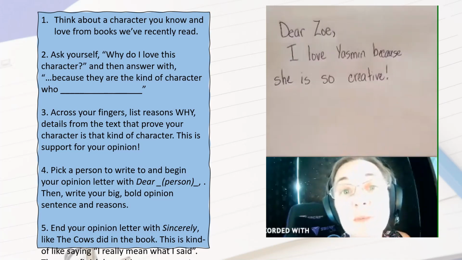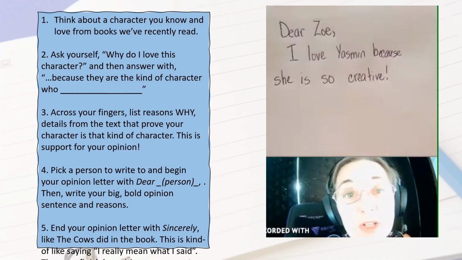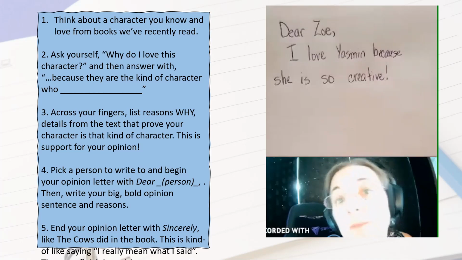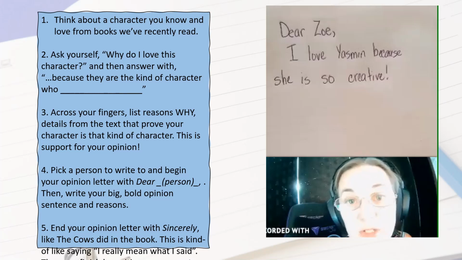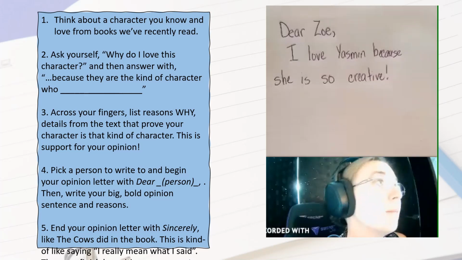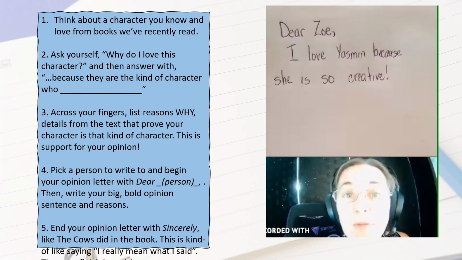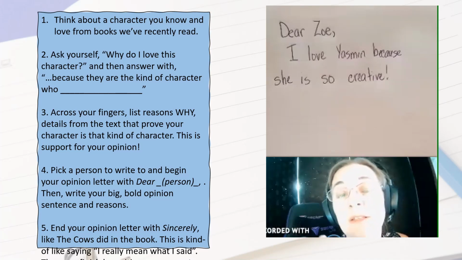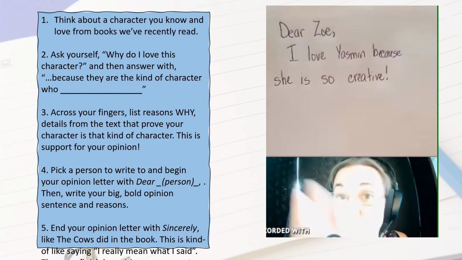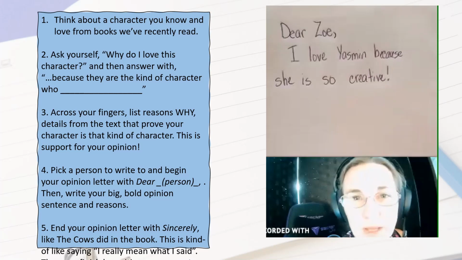My first reason is because she can solve problems in a creative way. My second reason is because she can take splashes of paint and turn them into beautiful drawings. And my third reason is she can take a problem like something that got ripped and turn it into something fun like a fashion show. Those would be my reasons. I'm not going to write them now. We'll go back and write them later.